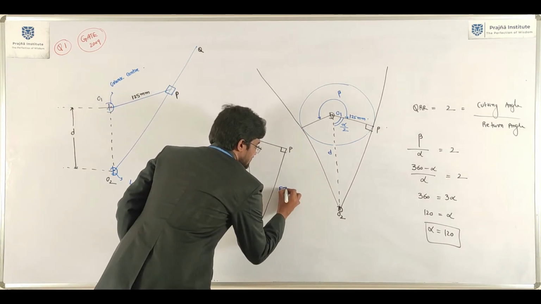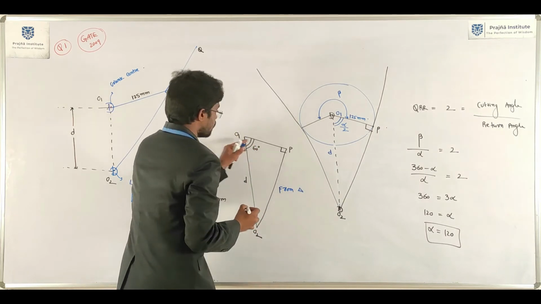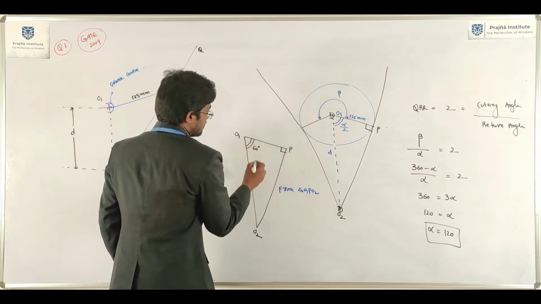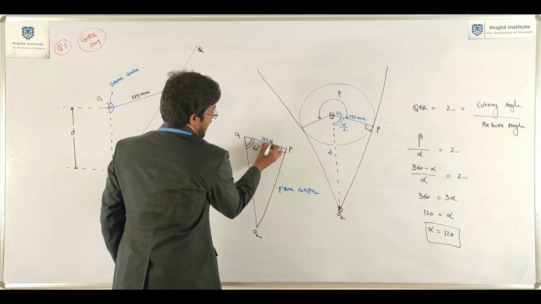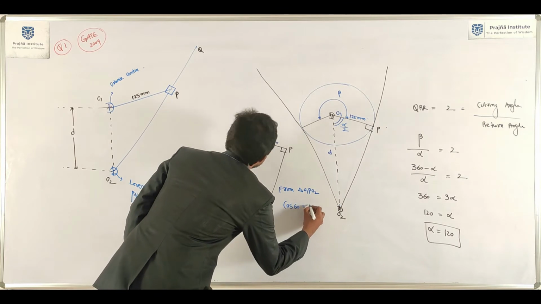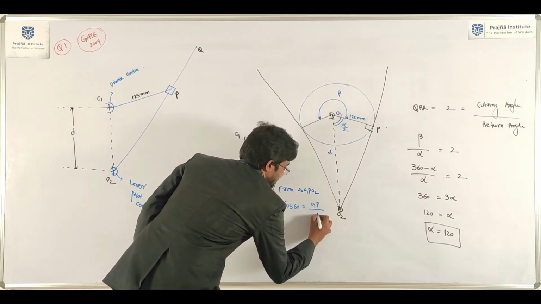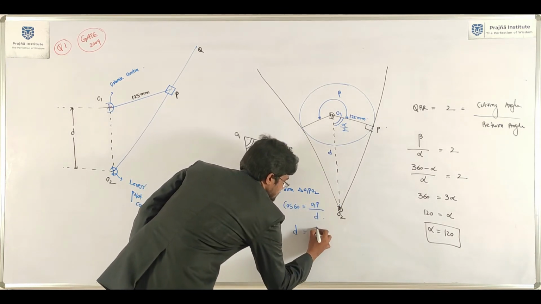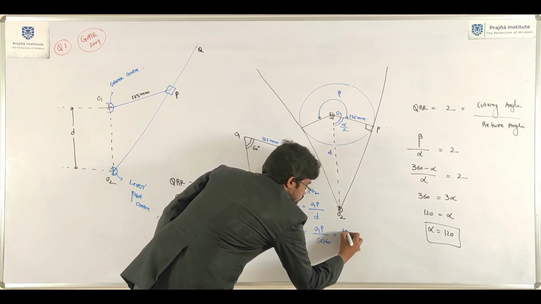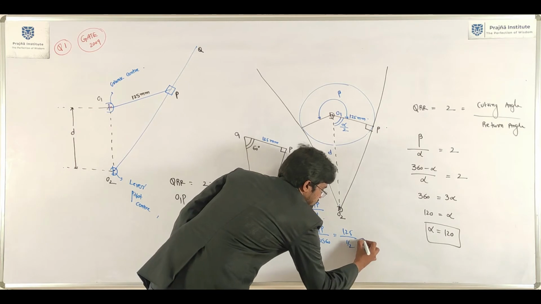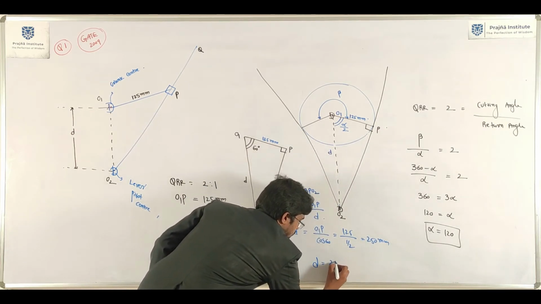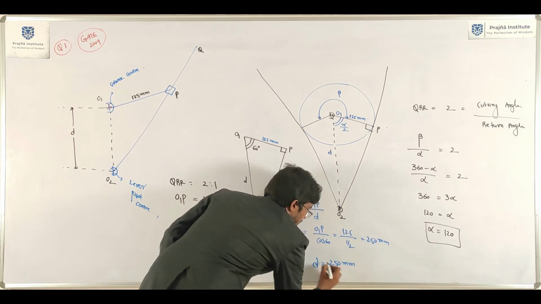From triangle O1, P, O2, what you will get: O1P is 125 mm. Cos 60 is equal to O1P by D. So D equals O1P by cos 60. So it is 125 by 1/2, which is 250 mm. Finally, D is equal to 250 mm.